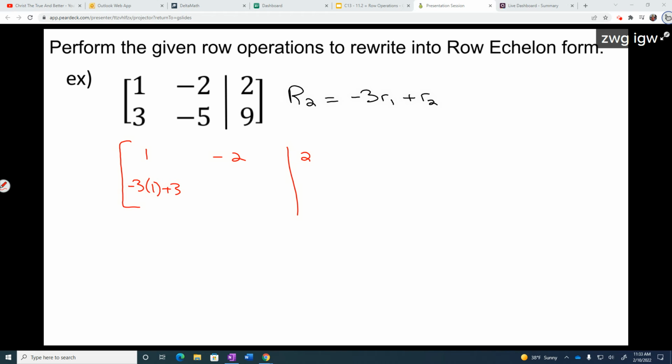We have to do it for all of them. So we do negative 3 times this value up here, negative 2, plus the original R2 value, negative 5. Same with the last one there. Negative 3 times the original R1, which is 2, plus the original R2, which is 9. Everybody okay with that step? What we're doing?